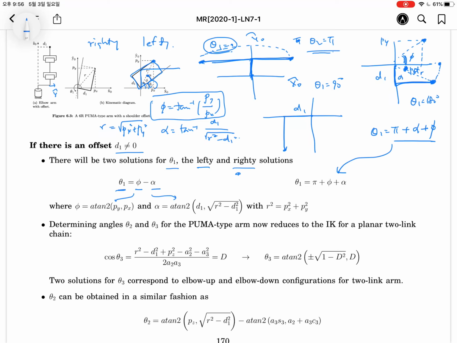That's my assertion. The textbook shows another representation of this equation, but I don't agree with this equation. I think mine is right, but if you don't agree with my opinion, let me know the reason why you think so. I think theta 1 should be obtained as phi plus pi plus alpha.